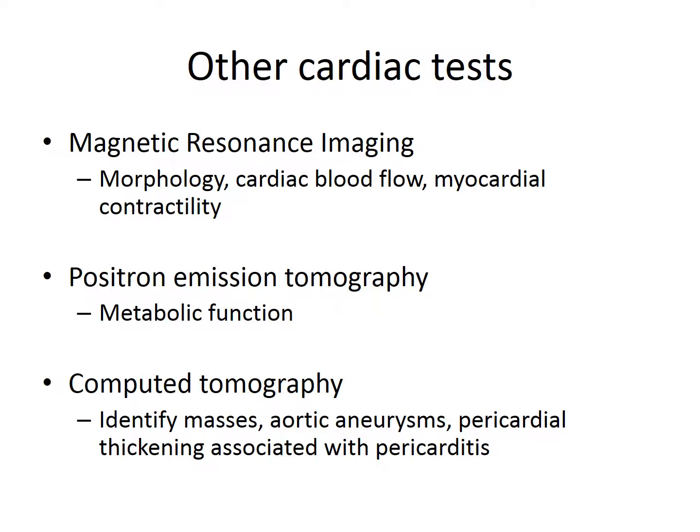Other diagnostic tests include magnetic resonance imaging, which gives a good picture of the morphology of the heart, cardiac blood flow, and myocardial contractility. However, this test is not as commonly used due to its lack of diagnostic accuracy compared to other tests. Positron emission tomography may be used to evaluate the metabolic function of the heart. Computed tomography is used to identify masses, aortic aneurysms, and pericardial thickening associated with pericarditis.